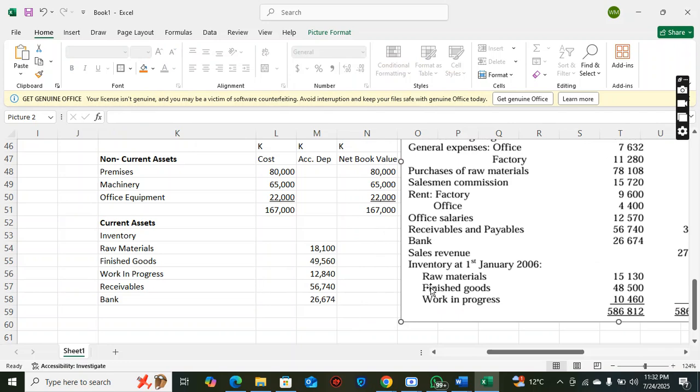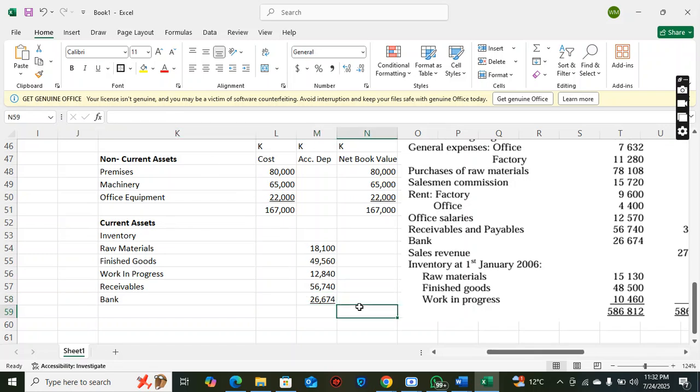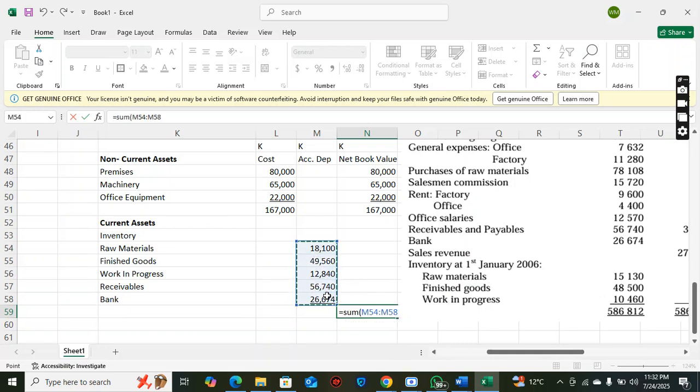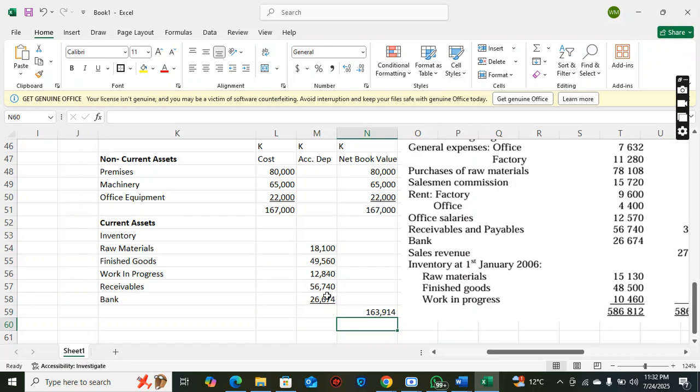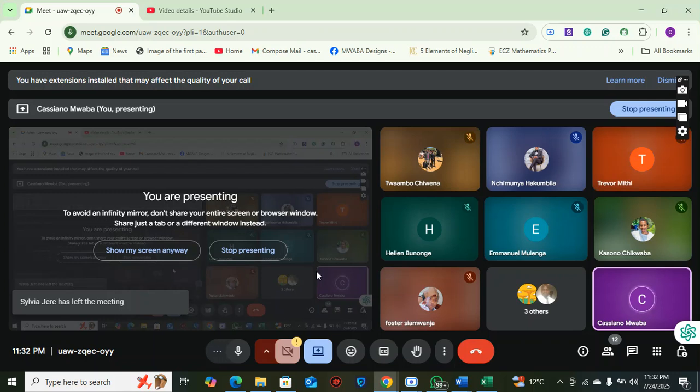Okay, back to this question here. The other current asset, bank. Okay, that's our total current assets, 163,914. Another important point to remember. If you see prepaid expenses and accrued income, those two are also current assets.